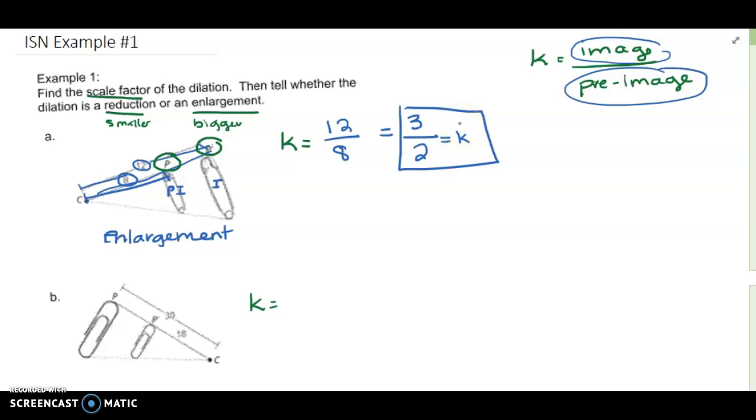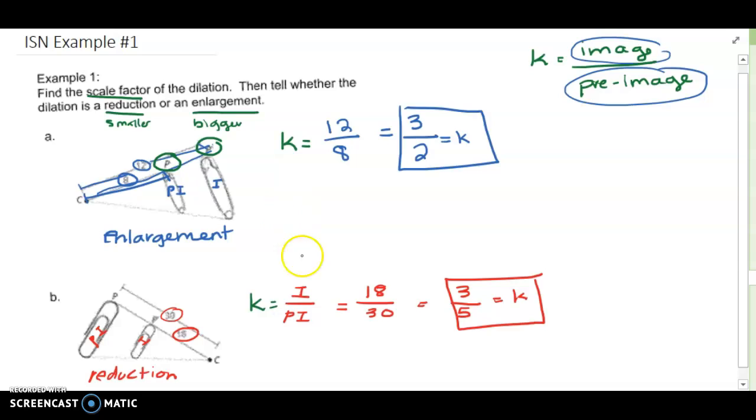All right, now using part A as an example, I want you to do part B on your own. So find the scale factor and determine if it's an enlargement or reduction. Now, the first thing you need to do before you do that is identify your image and your pre-image. So make sure you look at your P and your P prime and determine your image and your pre-image first. So go ahead and do this one on your own.